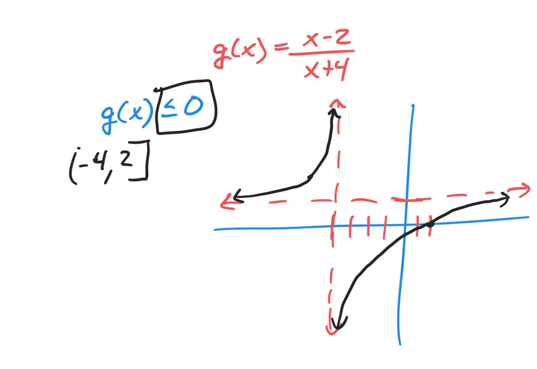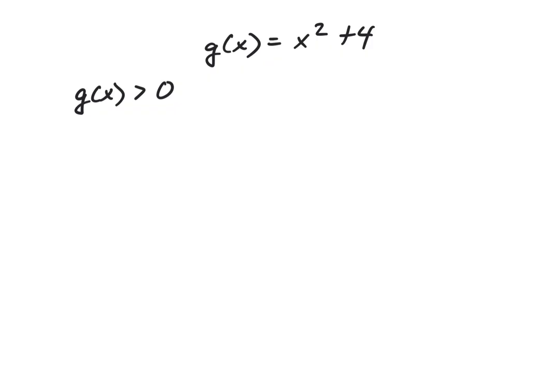Okay, the last one I'm going to talk about. Any questions on that one before we go to the last one? Okay, it's just a little bit different kind of graph. All your graphs will be a little bit different today, just like we've seen throughout the chapter. Okay, g of x equals x squared plus 4. If I said, where is g of x greater than 0? Where is g of x less than 0?